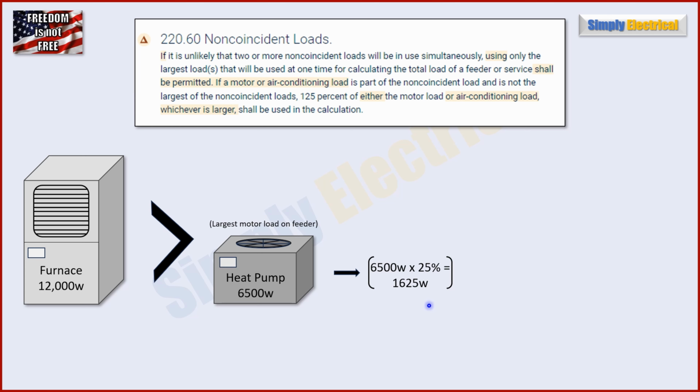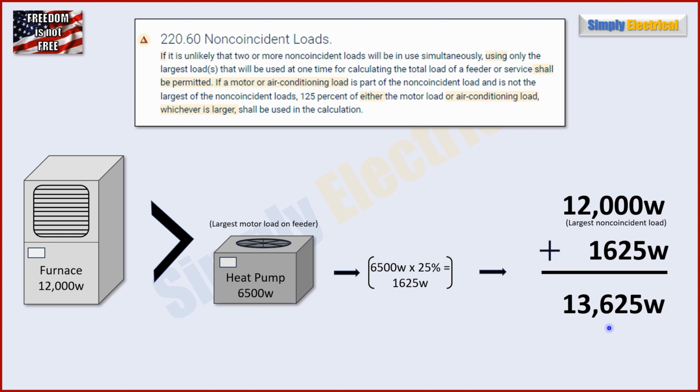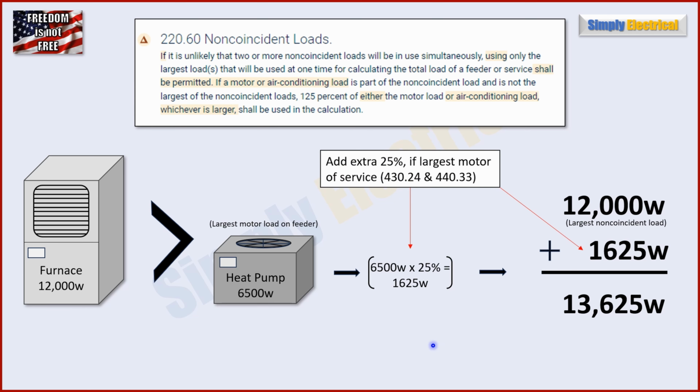This way, our largest motor rule still applies to the actual largest motor on the feeder and gets accounted for, even though the heat pump load itself is not computed. So we come up with 12,000 watts for the furnace plus 1625 watts for the largest motor portion, giving us 13,625 watts. Okay, now remember how in pre-2023 we used to treat the lesser non-coincident load as if it didn't exist? Now this recaptures that largest motor's extra 25%.